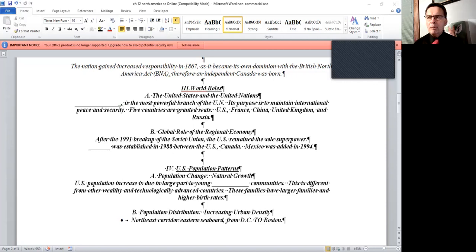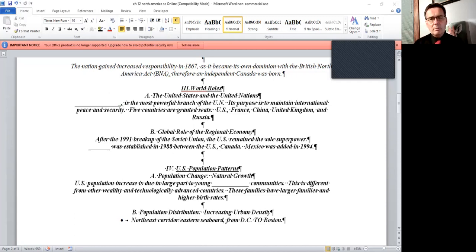After the 1991 breakup, the dissolving of the Soviet Union, the United States remained the sole superpower. NAFTA, the North American Free Trade Agreement, was established in 1988 between the US, Canada, and Mexico, and Mexico was added in 1994. Let me go back to that first, the prior point. Your discussion question later on in the week will deal with that issue.